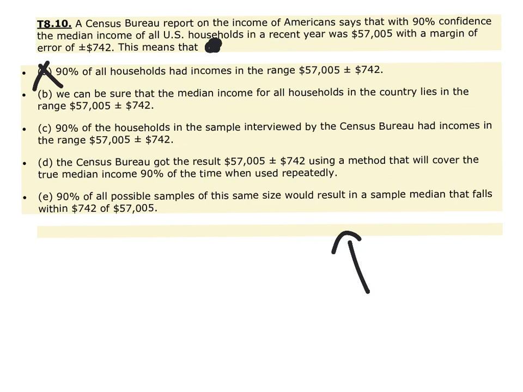B, we can be sure that the median income of all households for this country lies within this. This is the median of all the households. Again, they're talking about the population and it's guaranteed. Clearly not going to be that one either.